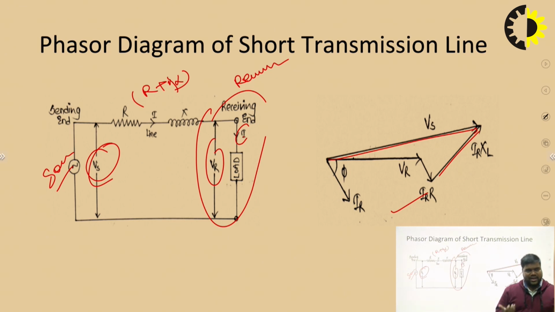In the other lectures, we will see the medium and the long transmission lines, their performance parameters, their voltage regulation, and the transmission efficiency formulations, and the ABCD parameters of the medium and the long transmission lines, and their corresponding phasor diagrams and equivalent circuits.